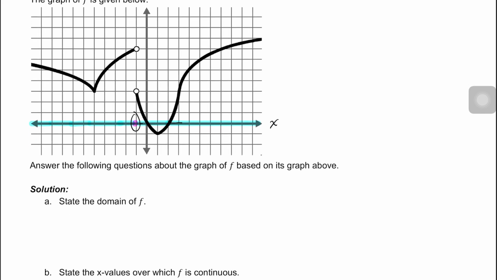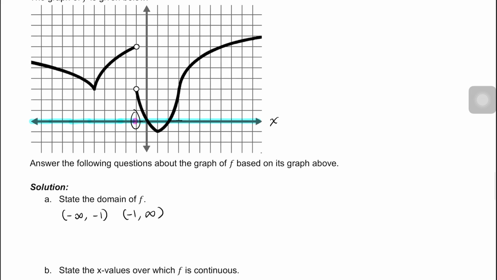So the domain will be -infinity to -1, open interval, and then from -1 to positive infinity, open interval. This tells us that the domain exists between those intervals, right? And of course, at the end, we always want to unite these intervals with the symbol of union.